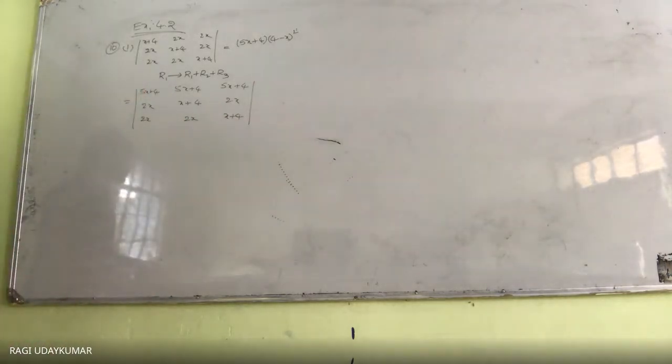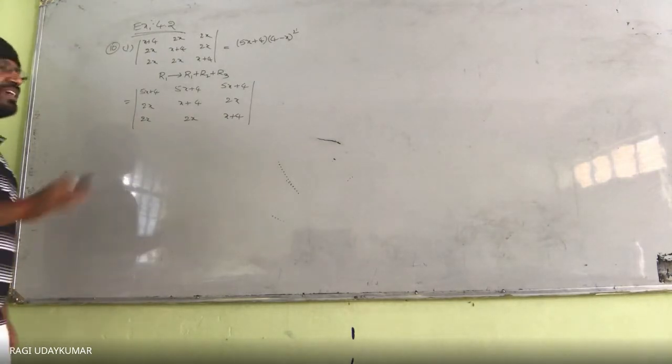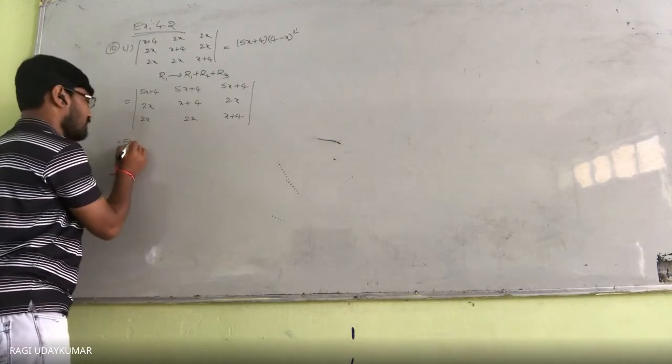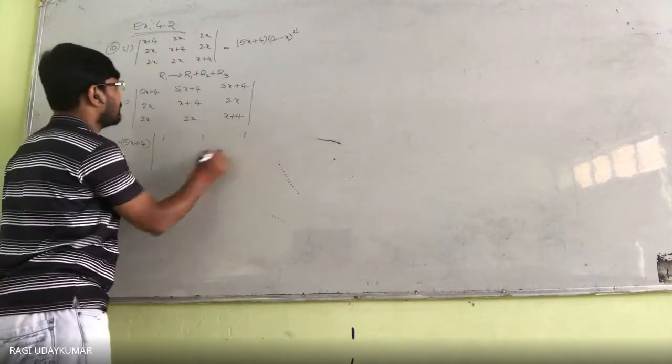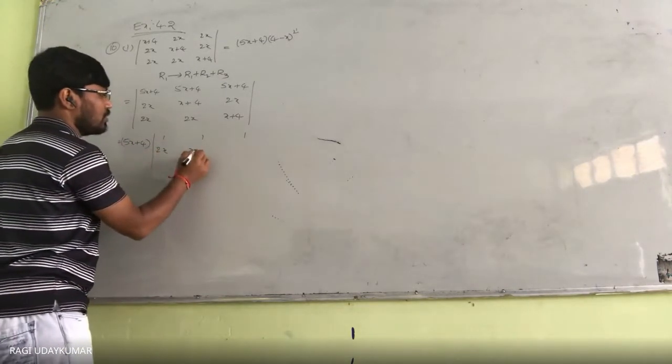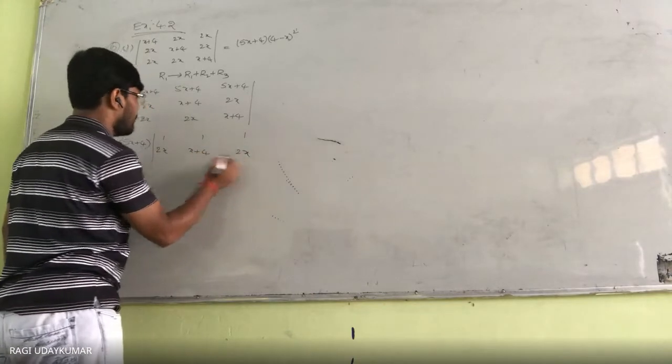Okay. Now what do you get here? 5x plus 4 should be taken common, obviously. Again, this problem became like a previous problem. What to do? Can anyone say?